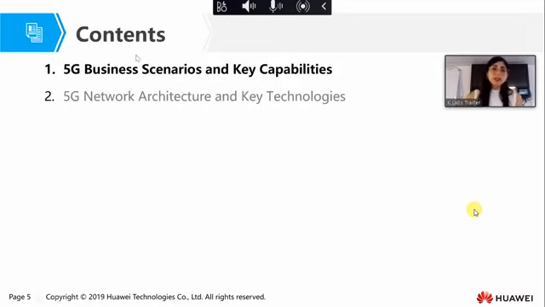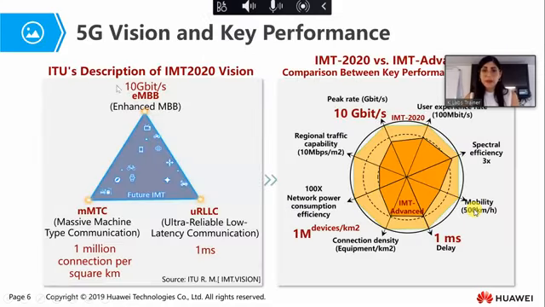This topic is arranged in two chapters. The first chapter is about business scenarios and key capabilities. And the second chapter is about the 5G network architecture and key technology. So we are going to start with the business scenarios and key capabilities.